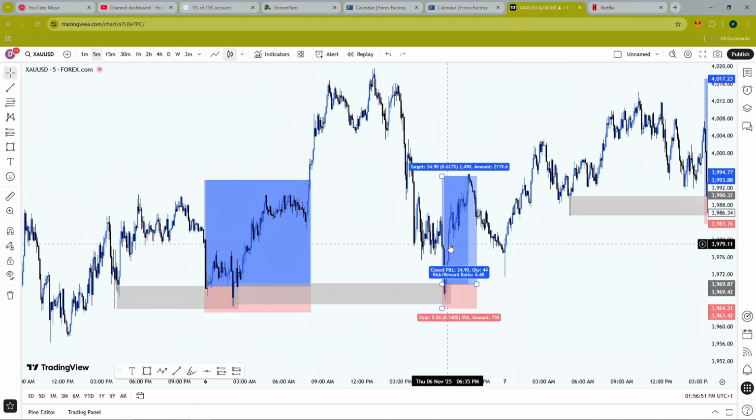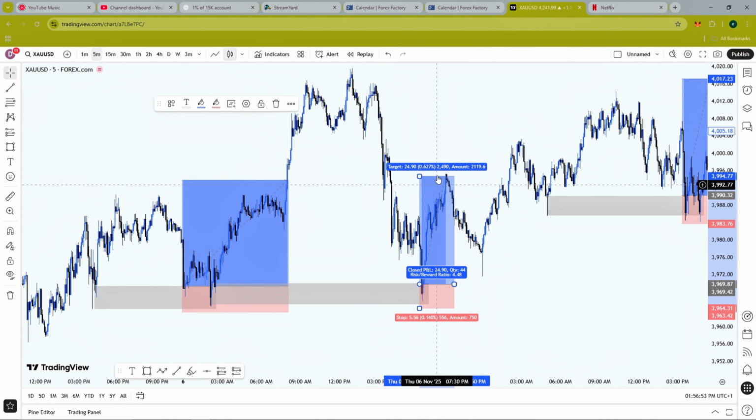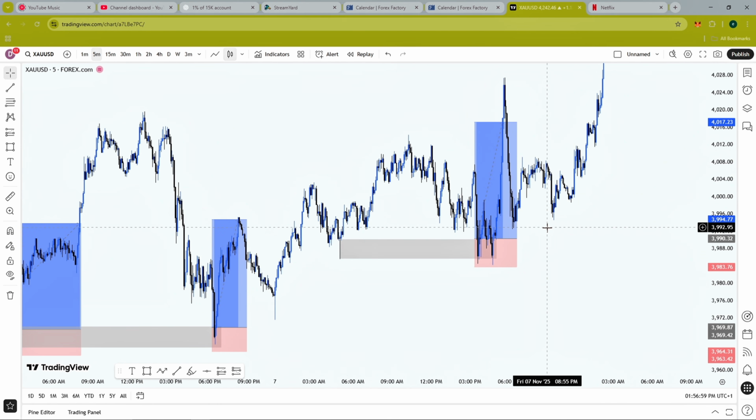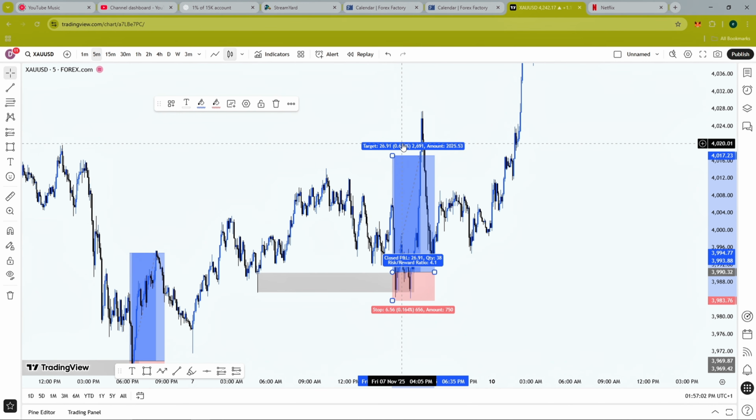Now this is another quick scalp. This very trade gave about 249 pips, and it's about 4.4 RR. Now this is another buy right here. This very buy gave about 269 pips, and it gave about 4.1 RR.